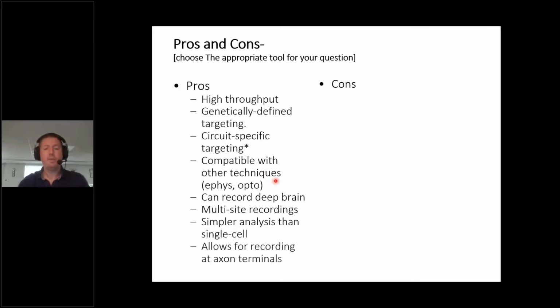One of the places where I think fiber photometry really shines is to be able to record at axon terminals. And I suppose it's possible you could do this with a mini scope, but it would be kind of a waste of the technology, and fiber photometry is really great for those kind of setups.